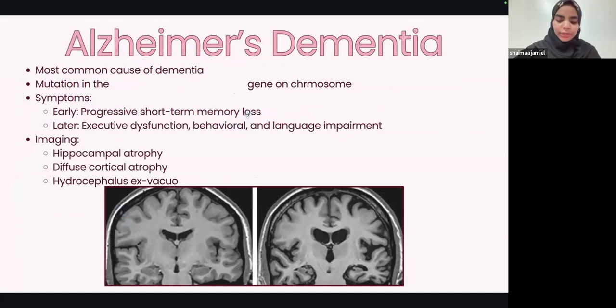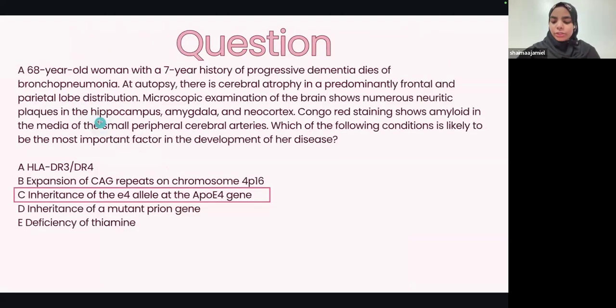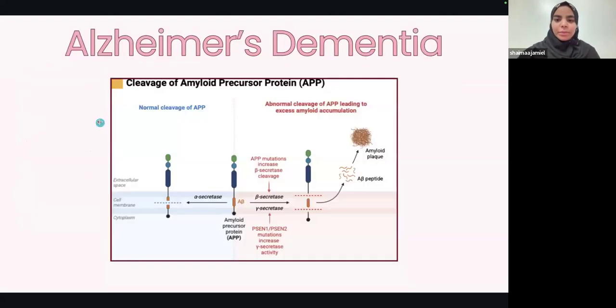And why is that important? Other than the ApoE4, which other community of people will also have it? Exactly. So Down syndrome, they're going to have higher chances of Alzheimer's because they have an extra copy of the chromosome 21. Okay. So I'll just show it to you and then go back.